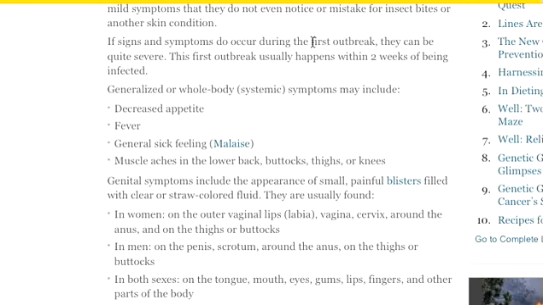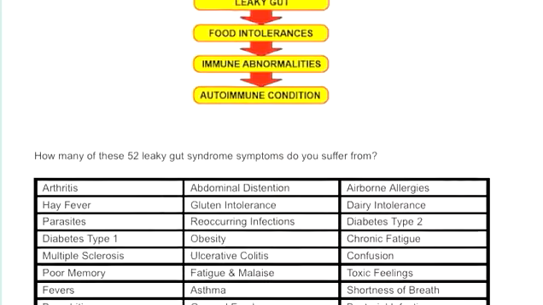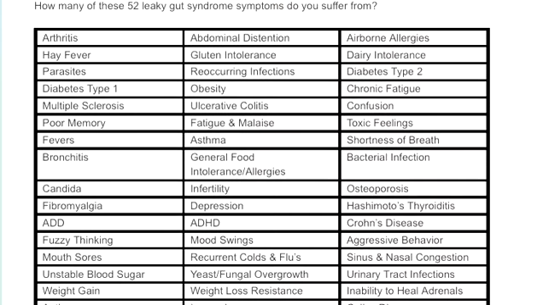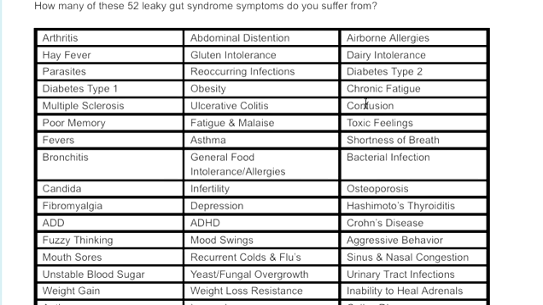Now you remember over here where we talked about some of the symptoms of leaky gut, we're going to look back and see some of the same things reiterated over here. Look at this: decreased appetite. Let's go back over here. I thought it said something about decreased appetite. Unstable blood sugar, weight gain. Let's see, weight loss.